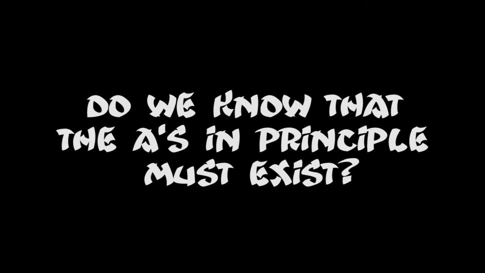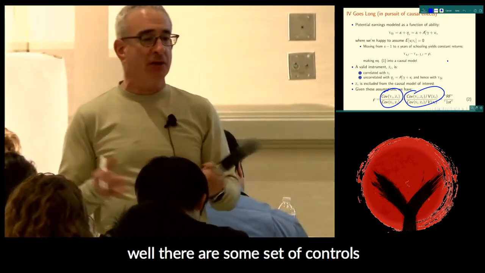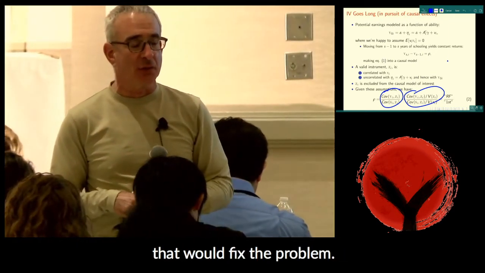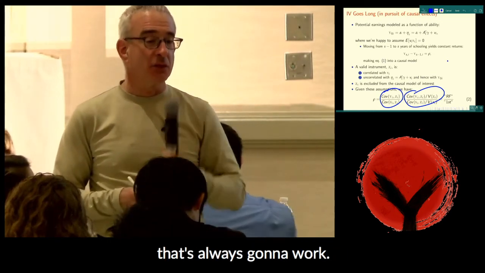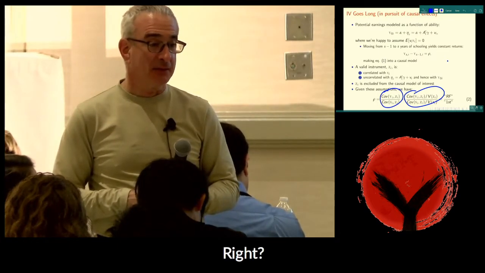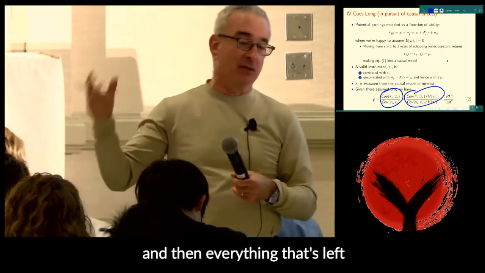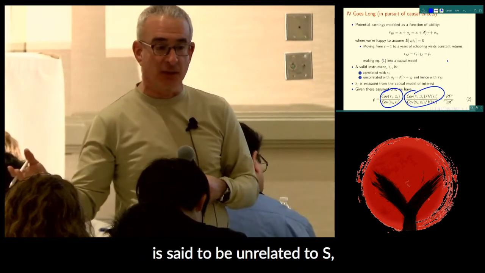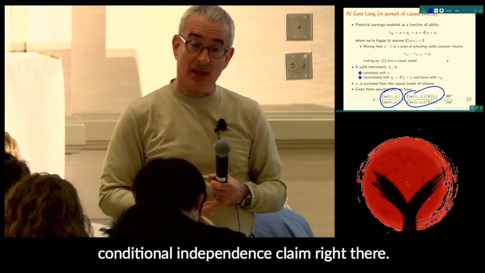Do we just know that the A's in principle must exist? I don't know, what does it mean to exist? You're sort of saying, well, there are some set of controls that would fix the problem. I'll give you one that's always going to work: Y0. Since A is really a building block of Y0, everything that's left is unrelated to S, and that's really my conditional independence claim right there.